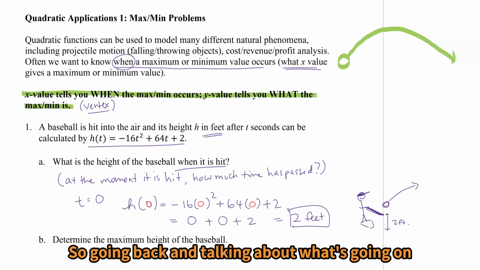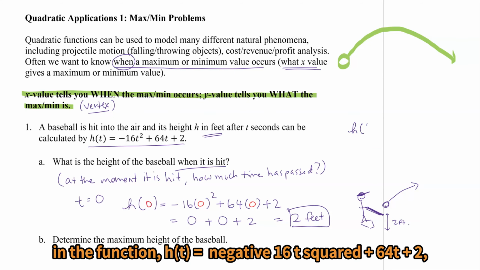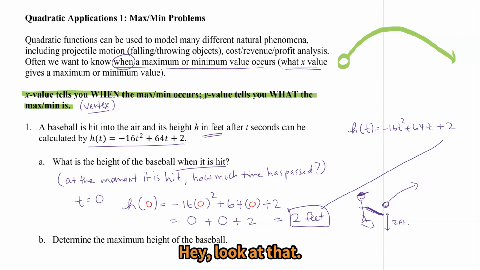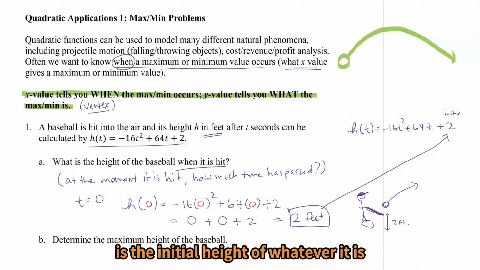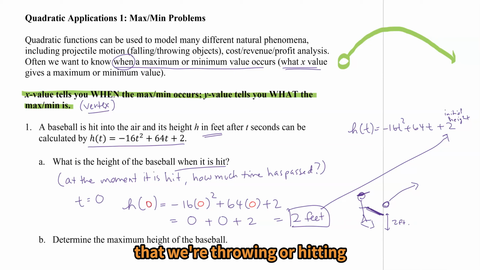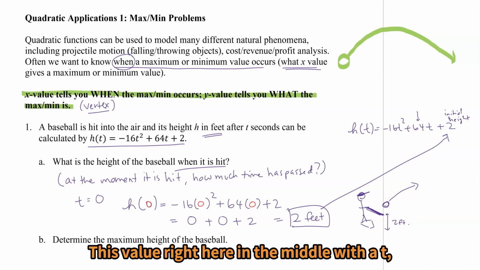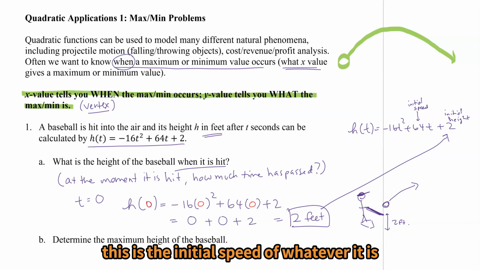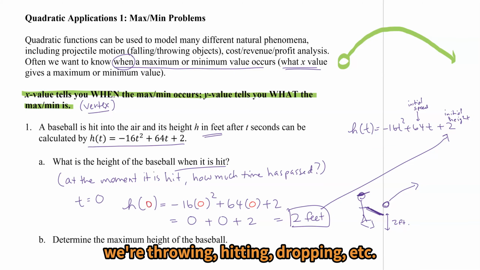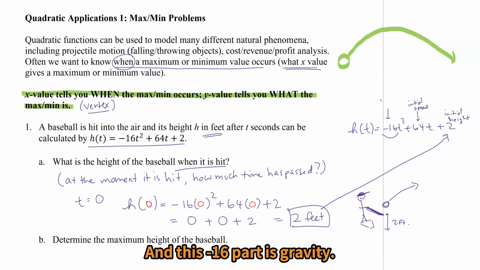So going back and talking about what's going on in the function, h of t equals negative 16t squared plus 64t plus 2. Oh, hey, look at that. That's not a coincidence. This constant at the end is the initial height of whatever it is that we're throwing or hitting or lobbing or dropping. This value in the middle with the t is the initial speed of whatever we're throwing, hitting, dropping, etc. And this negative 16 part is gravity.